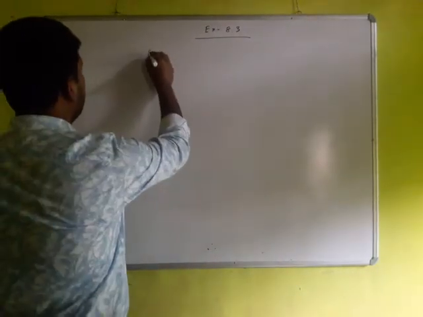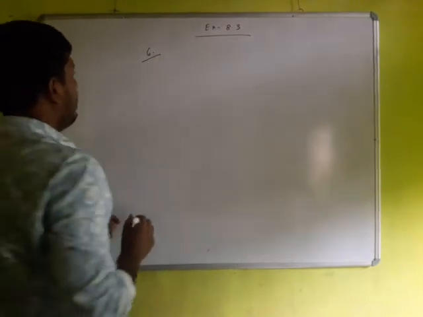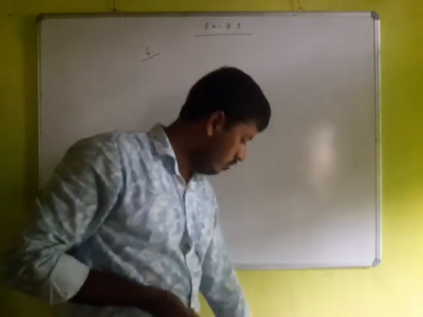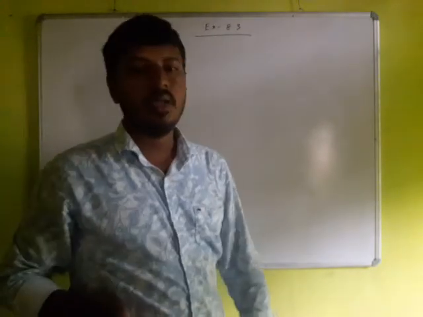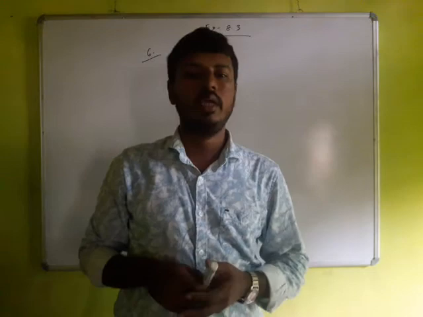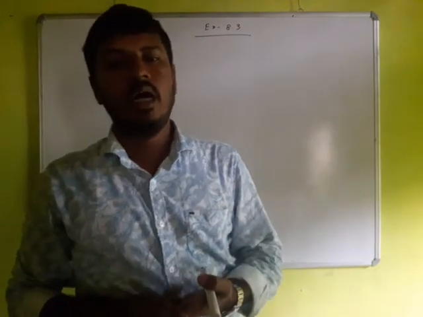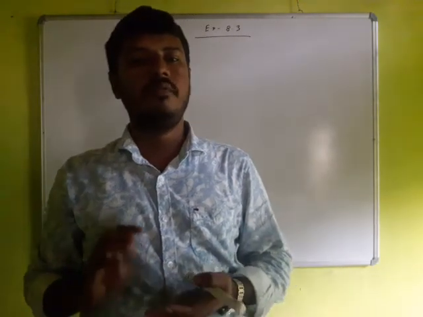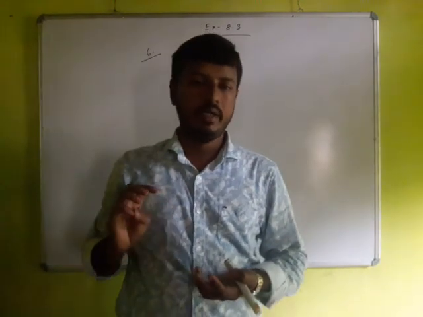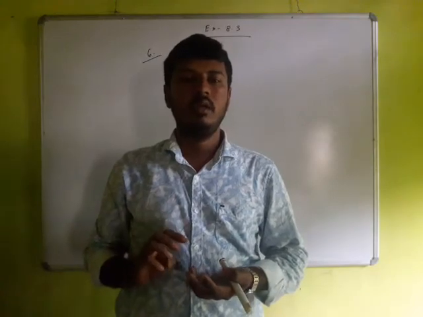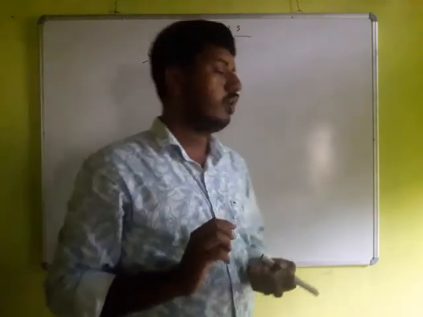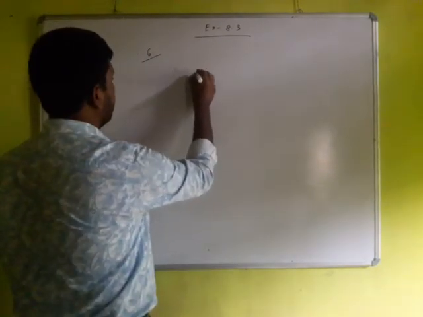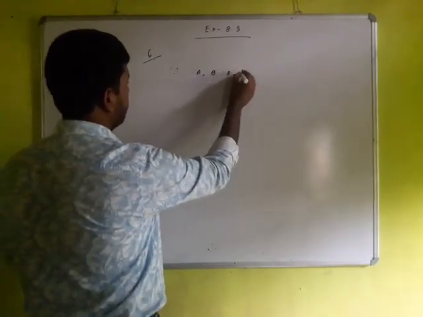It's an important question. Here it is given that A, B and C are the interior angles of a triangle. We have to prove sin((B plus C)/2) equal to cos(A/2). We know the sum of the three interior angles of a triangle is 180. So if A, B and C are the interior angles of the triangle, then A plus B plus C equal to 180.